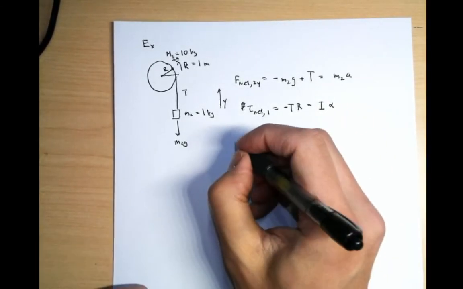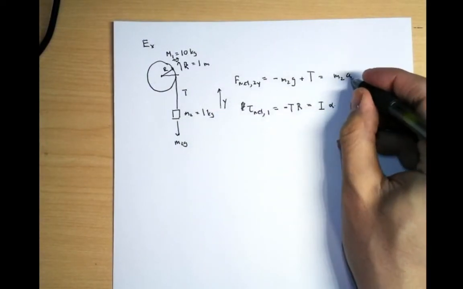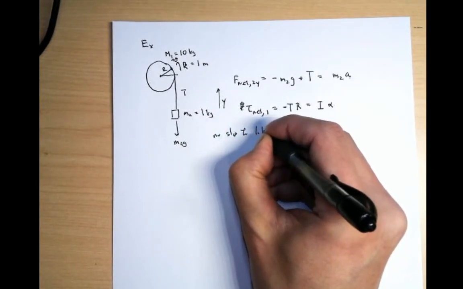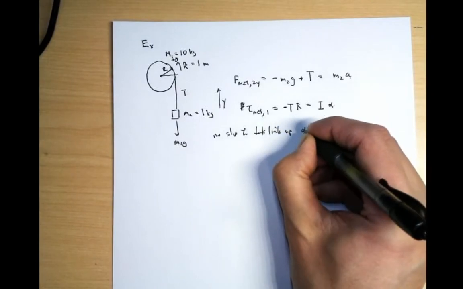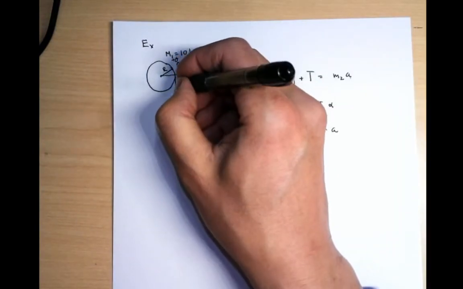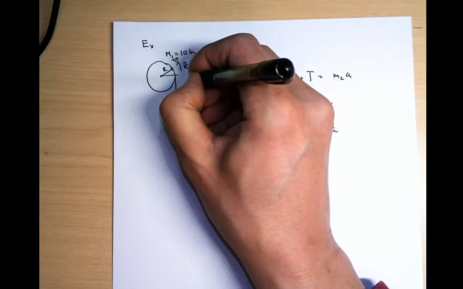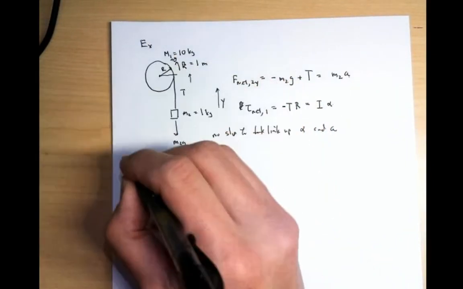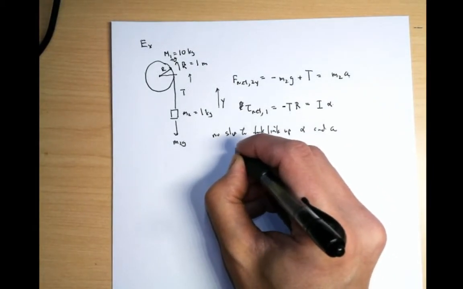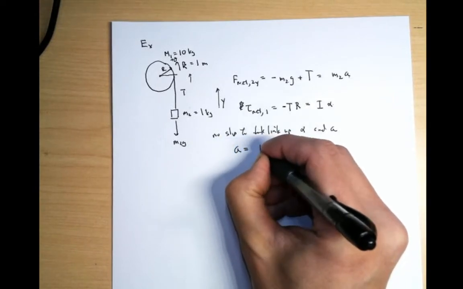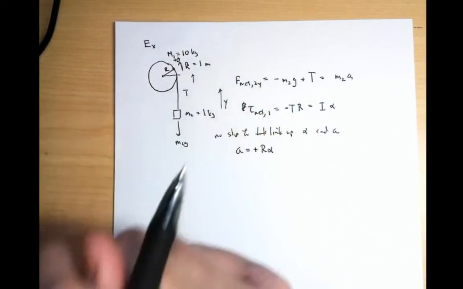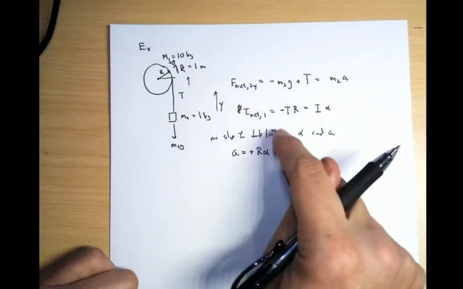Now, I need my no slip condition to link up alpha and a. And let's be very careful. I chose y so that if a is positive, that means this thing is accelerating outward. That means it's going in this direction. That causes it to rotate in the counterclockwise direction, which is exactly what I need. So in this case, the no slip condition will be a is equal to R times alpha with a positive sign here, right? Because these are in line with each other. Okay, so if I set this up correctly, everything should just work out.